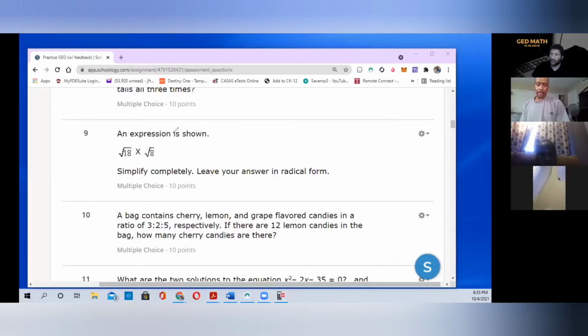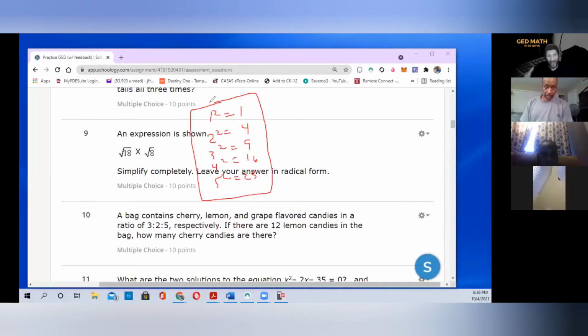Okay, so what we're going to do is you got to know your squares. So 1 squared is 1, 2 squared is 4, 3 squared is 9, 4 squared is 16. I'm only going to go up to 5 squared for this problem right here. You have to know your squares. How many times have you heard that from me? You have to know your square roots, cube, and your cube roots. You should know them by heart. If you don't, practice on them.